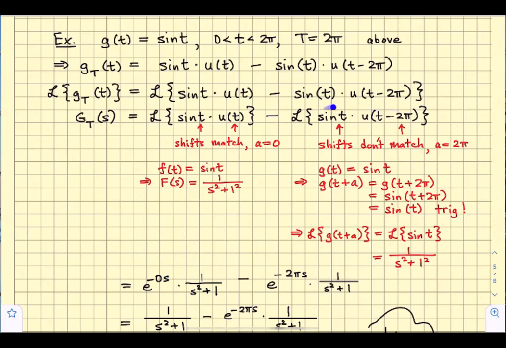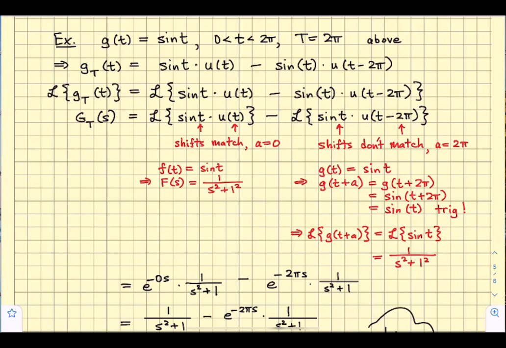And then over here, we see that the shifts don't match. Here there's no shift. Here there's a shift of 2 pi. So my a is 2 pi. I'm going to use the g version of my theorem. I need to identify my g as sine t. If g of t is sine t, then g of t plus a is g of t plus 2 pi. That's sine of t plus 2 pi.